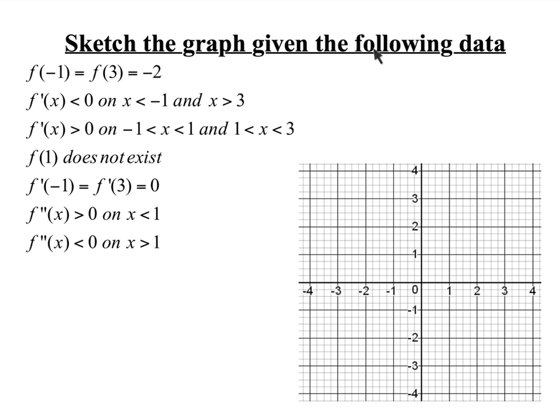I want to sketch the graph given all this data. Now what I first want to do is describe what each set of data means. This set of data right here is basically saying two coordinates. My first coordinate is -1, -2, because at -1 the value is -2. And the second coordinate is saying at 3 my value is also -2. I have two dots. That's all it's saying, which I can plot right now.